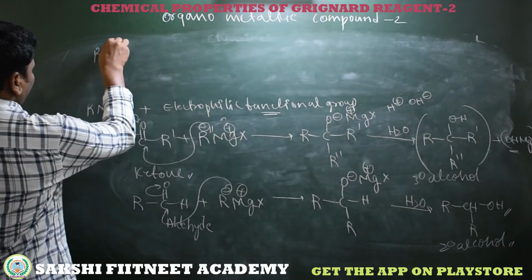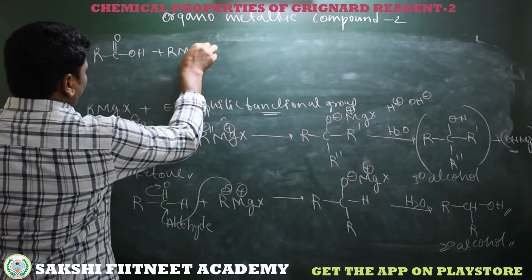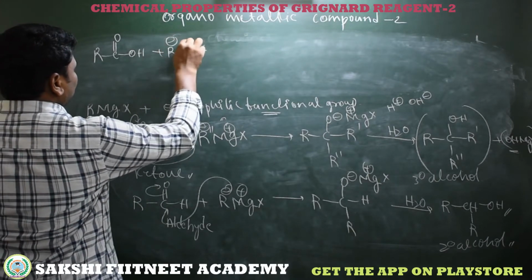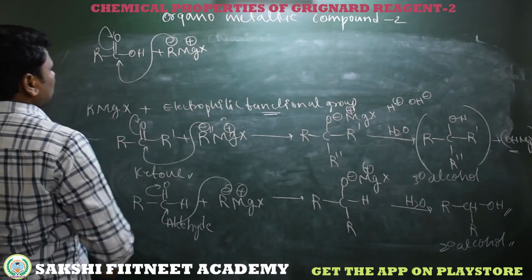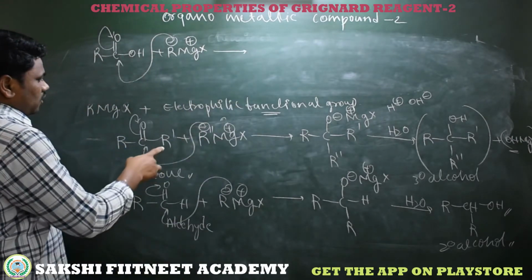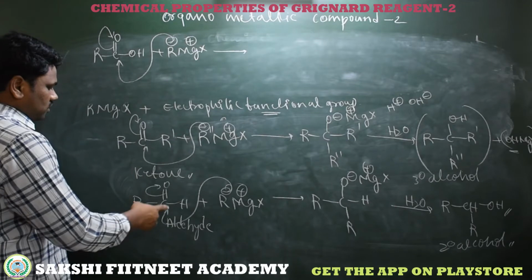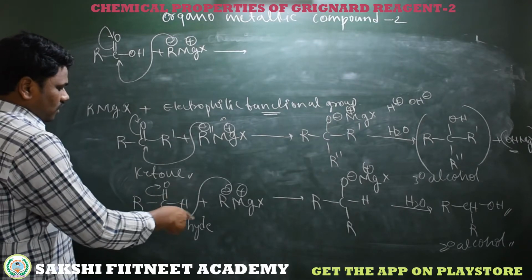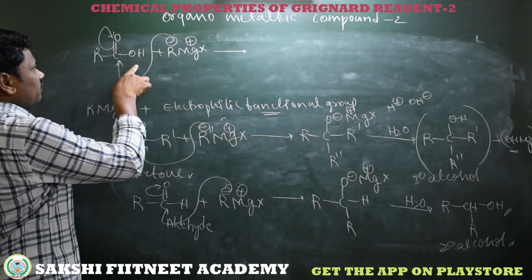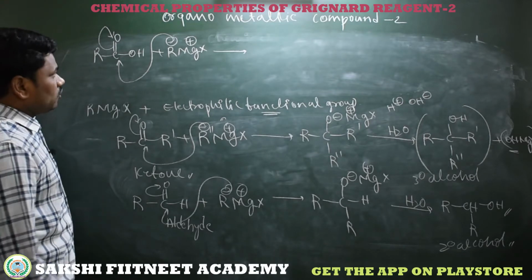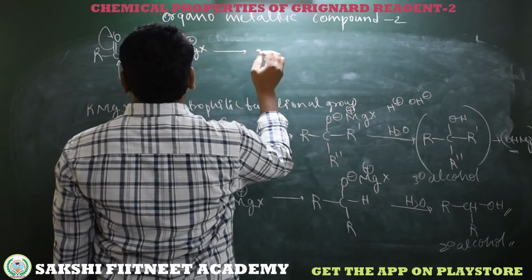I am taking carboxylic acid, RC double bond OH, with a Grignard reagent, RMgX. Here R minus MgX plus, R minus bonds to the carbonyl carbon and the pi electrons shift to the oxygen. In a ketone, both sides we have alkyl groups, that is carbon groups. In an aldehyde, to this carbonyl carbon, one side we have a carbon group, one side we have a hydrogen. But here, one side we have a carbon group, another side we have a leaving group. Because of that reason, we are getting a ketone with 1 mole of Grignard reagent.